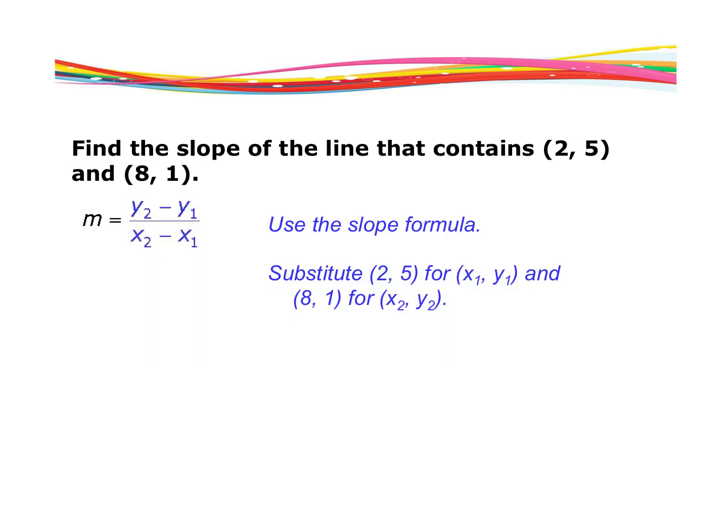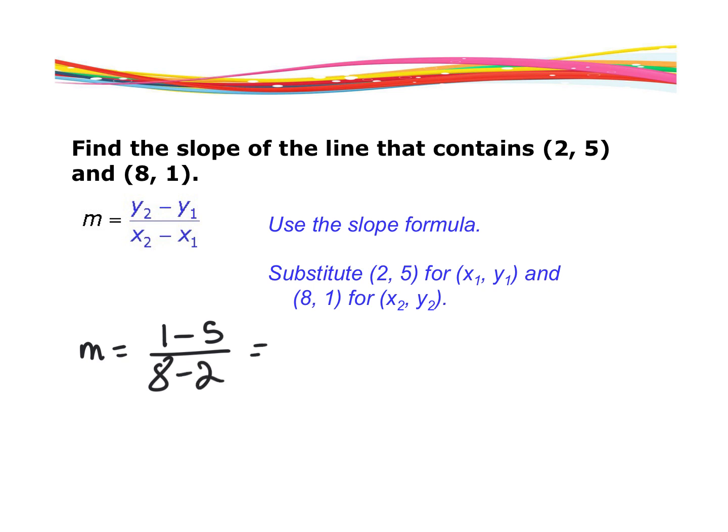So for this slide, they want us to find the slope of the line that contains 2 comma 5 and 8 comma 1. So they give us a formula, M equals y2 minus y1 over x2 minus x1. Use the slope formula and substitute 2 comma 5 for x1 and y1 and 8 comma 1 for x2 and y2. So let's go ahead and do that. We're going to have 1 minus 5 and then 8 minus 2.